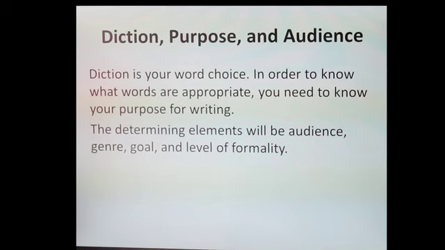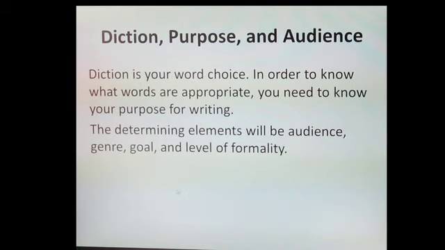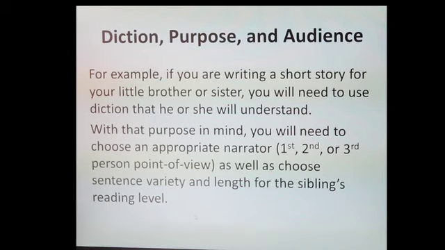In order to know what words are appropriate, you need to know your purpose for writing. And the way that you determine the purpose for writing is through audience, your genre, your goal, and your level of formality. Okay, so for example, if you are writing a short story for your little brother or sister, you will need to use diction that he or she will understand.